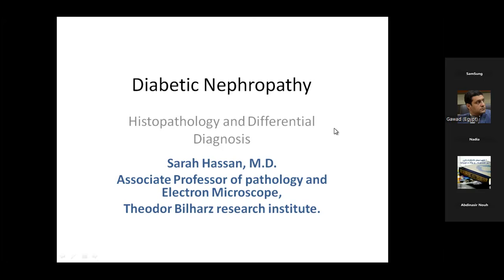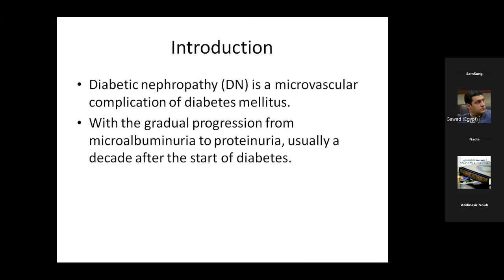And let's start. First, diabetic nephropathy. Diabetic nephropathy is a microvascular complication of diabetes mellitus. And as we all know, it's a gradual progression from microalbuminuria to proteinuria. And usually it takes a decade to start after diabetes.